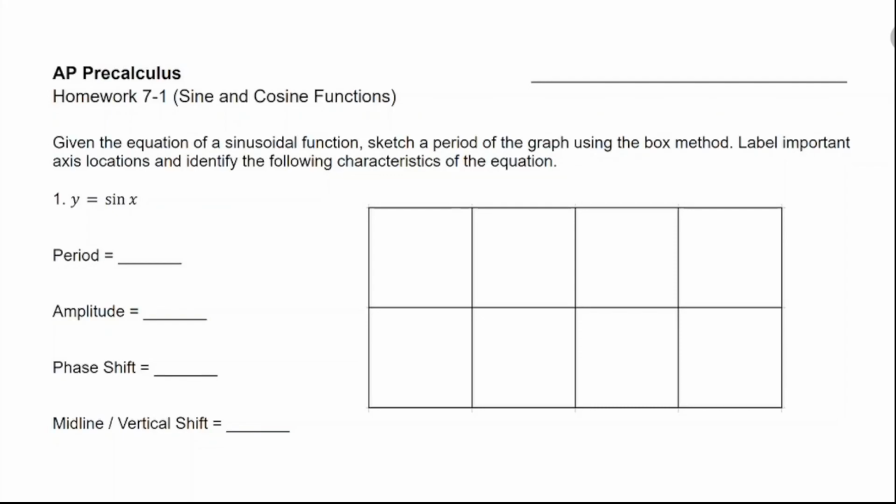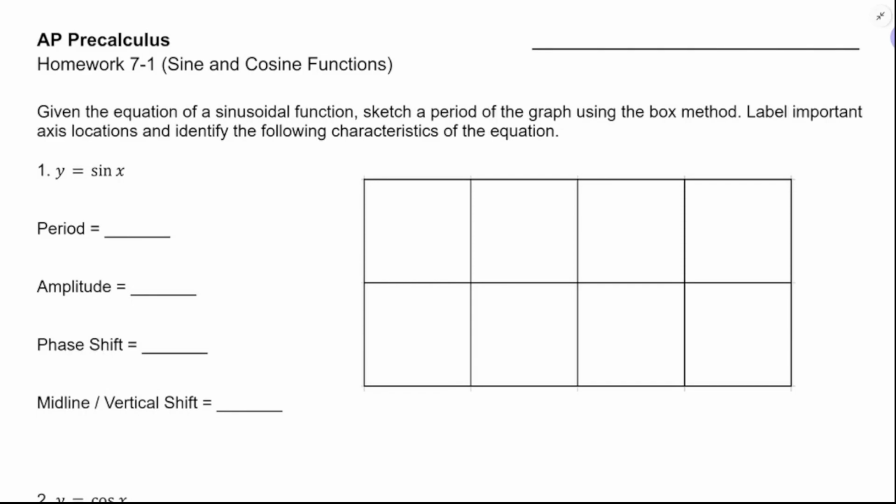Alright, in this video we're going to be working AP Pre-Cal Homework 7.1. We're going to be graphing a lot of sine and cosine functions and answering some questions about aspects of the graph like amplitude, period, midline, phase shift. Okay, and like you can see on the screen, we're just going to start with y equals sine x. And I think that's going to be good for us, just get started with just the standard graphs.